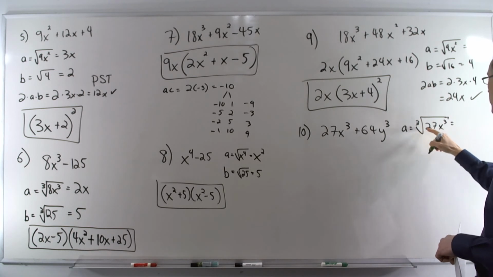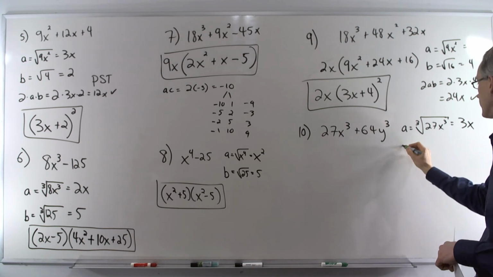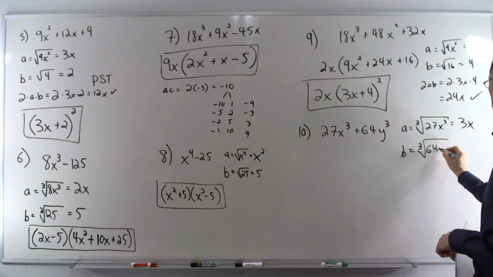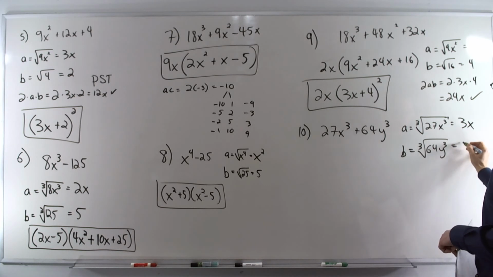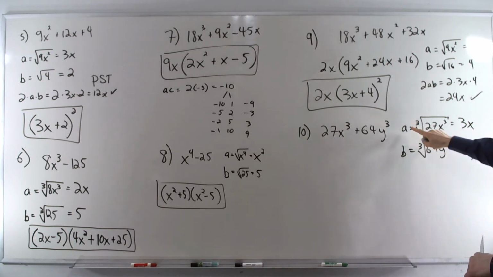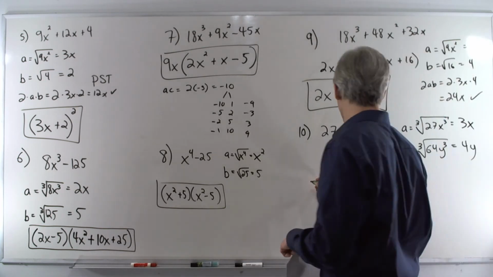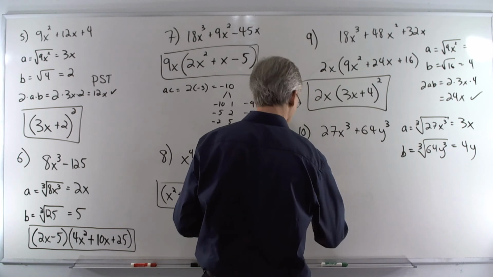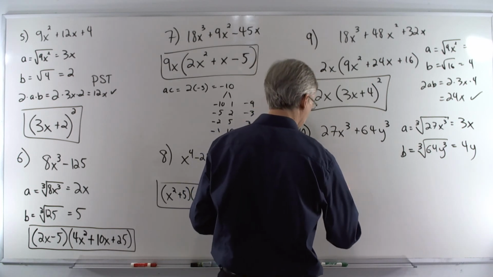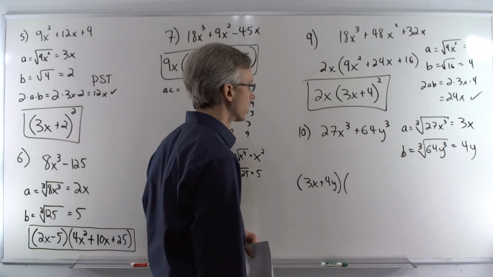All right, now third root of 27x to the third, that is 3x. Third root of 64, y to the third power is 4y. All right, so 3x and 4y will be our a and b values. Now we'll take those and plug them into the sum of cubes formula. We have addition, so the first binomial will be addition, so that's 3x plus 4y. Now we'll do the trinomial.